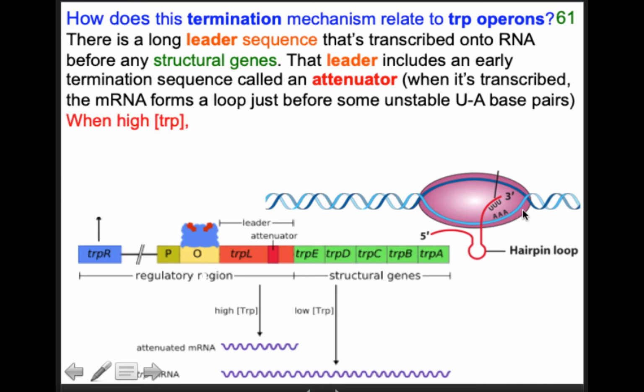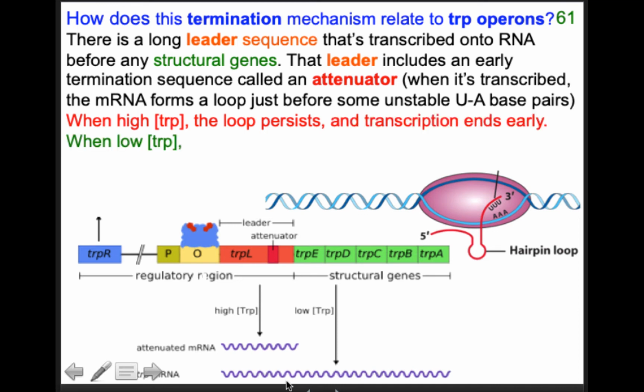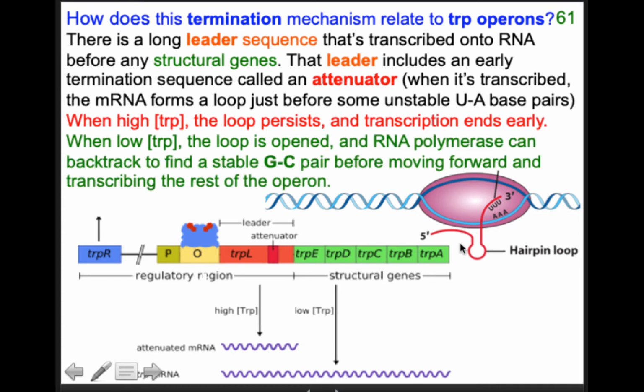So what happens then? When there's lots of tryptophan around, this hairpin loop in the attenuator stays closed. With the hairpin loop closed and a bunch of UAs here, RNA polymerase gets stuck, can't go forward, can't go backward, and we end up stopping transcription early. It's only if there's really low tryptophan that something will cause this hairpin loop to open up so that RNA polymerase can go backwards, find a GC pairing, and continue to move forward and transcribe the rest of the gene.